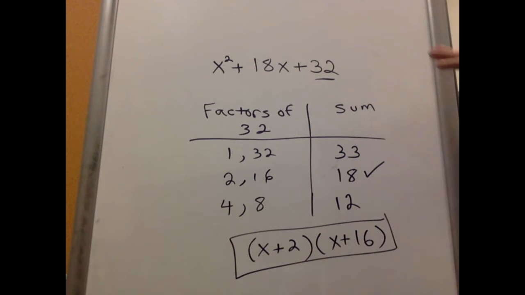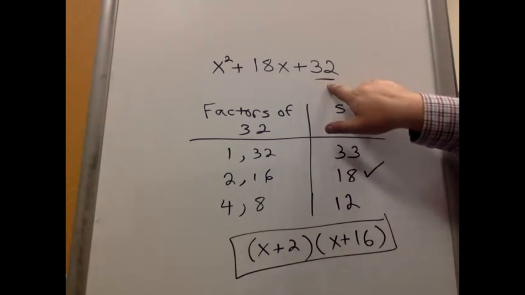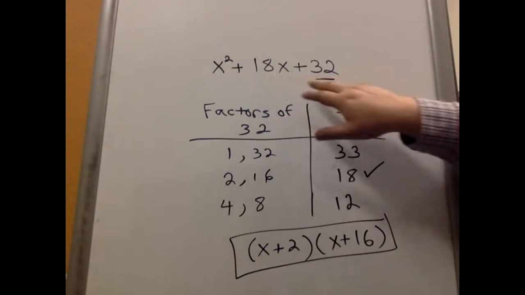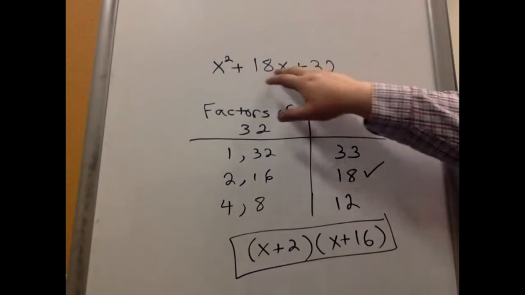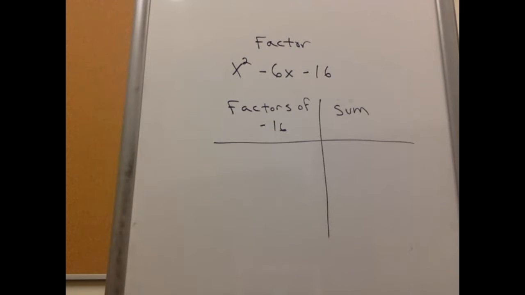Now eventually you'll be able to do this without having to write this whole table out. You could look at this and say, okay, two numbers that multiply to give me this and add to give me that. Those are 16 and 2. And then you can just write it down like this. Let's do another example. Okay, here's the next one. Factor x squared minus 6x minus 16.